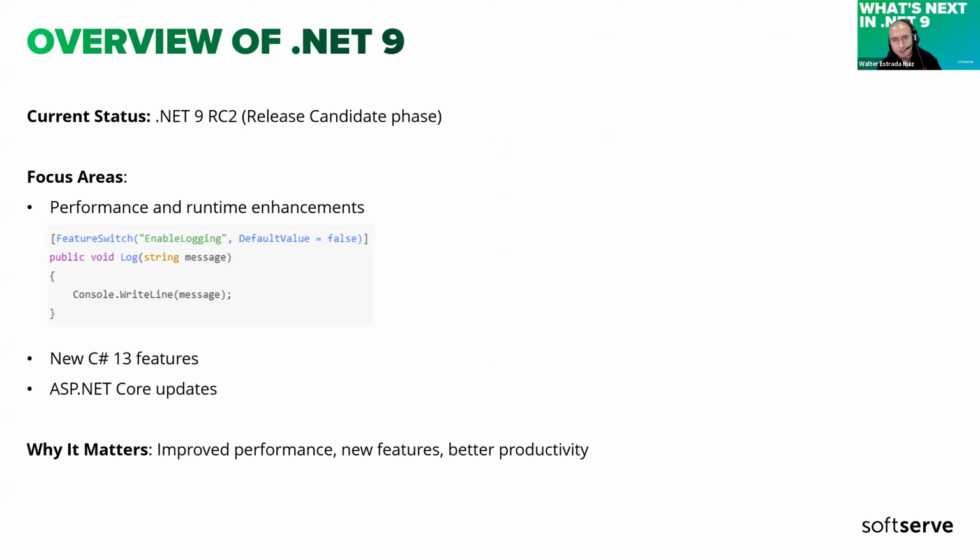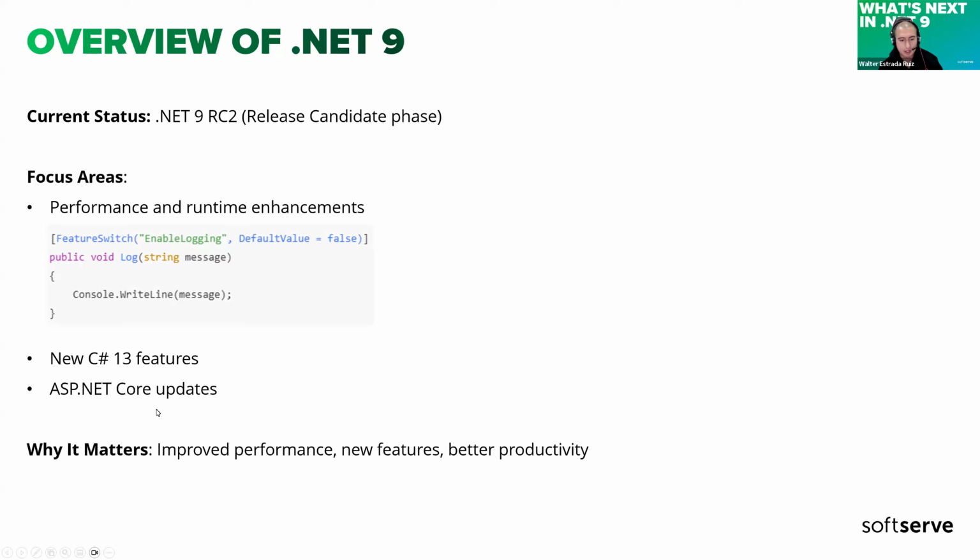Let's get started with the introduction, the overview of .NET 9. In fact, Release Candidate 2 was released last week, so this is pretty new for everyone. The focus areas are all related to performance and runtime environment. Runtime enhancements, such as this new feature called feature switches, but also dynamic adaptation to the application size in the garbage collector. New C# 13 features such as support for collections in params, LINQ improvements, partial properties and indexers, etc.